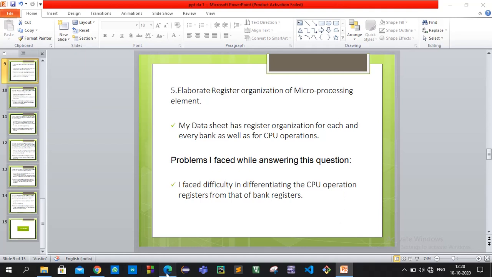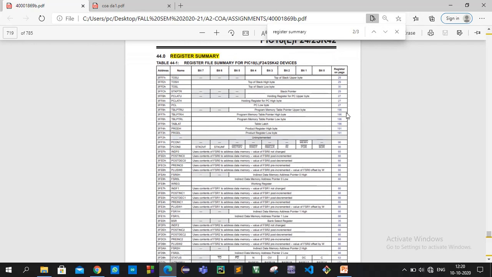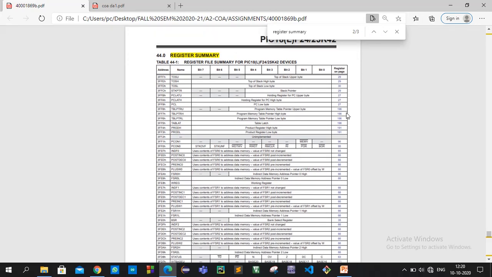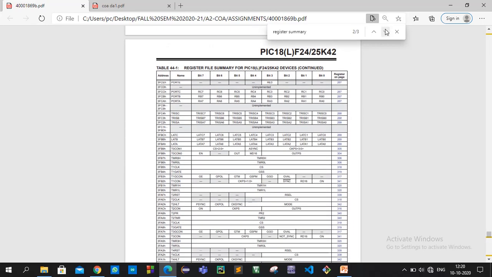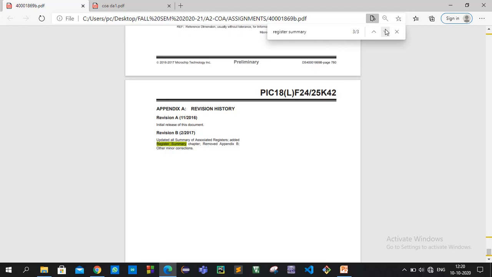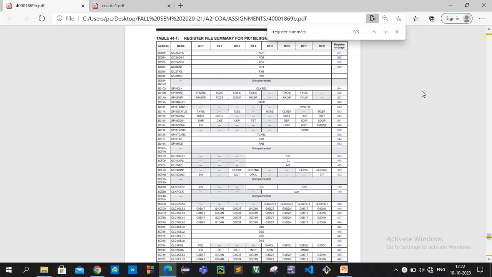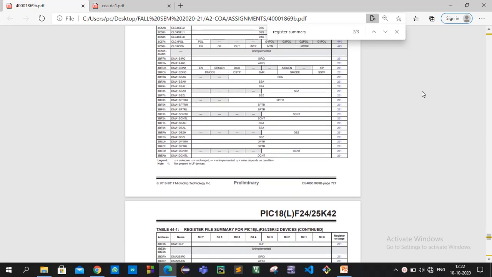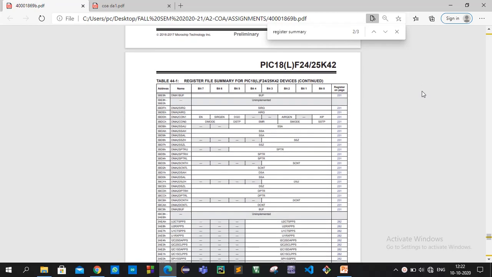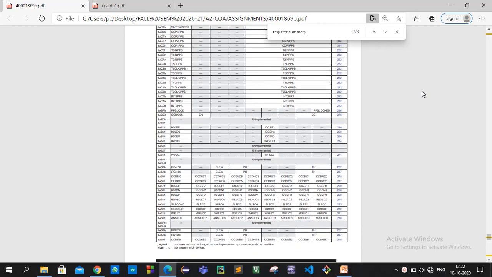So coming to my datasheet, this is my datasheet which has register summary. These are the CPU based registers, but we also have bank registers, which are for each and every bank. These will be in hundreds for every IC. So it is better to find CPU based registers and answer this question.